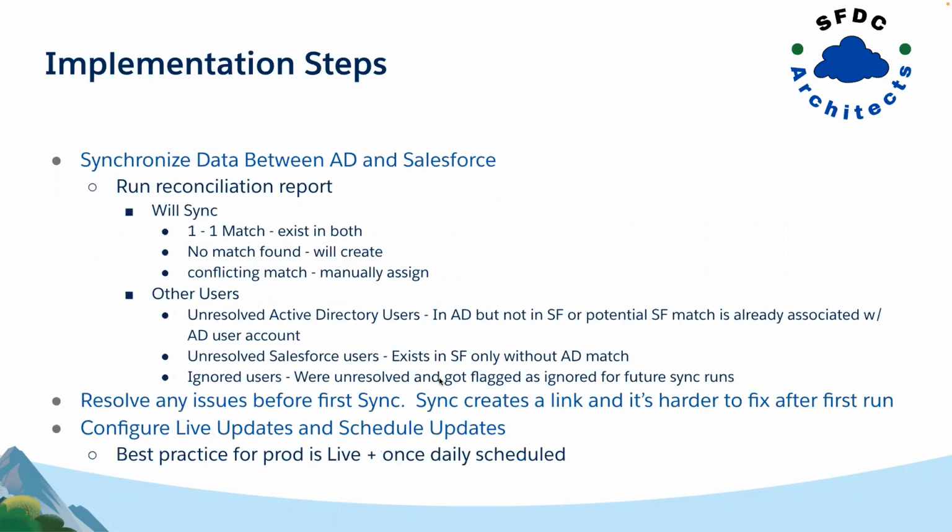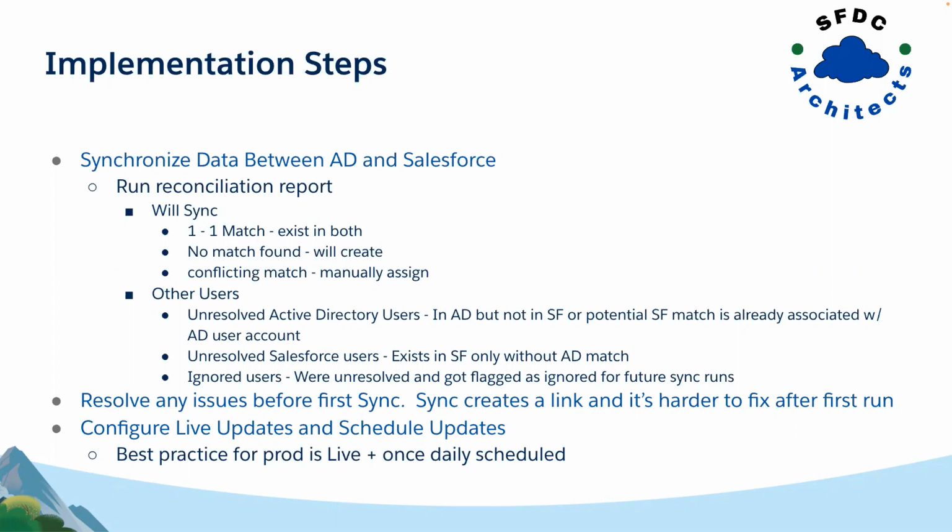Then you're going to be doing synchronization between Active Directory and Salesforce. The recommended approach is to run the reconciliation report first, which is going to give you two groups. One is the will-sync group, and the other one is other users. They recommend that you go through that report and clean it up before you actually do the first sync. Once you've done the first sync, it creates a link between Salesforce and the AD group, and it's much harder to fix it. So you may need to run this report multiple times before you do the sync, just to make sure it's as easy as possible.